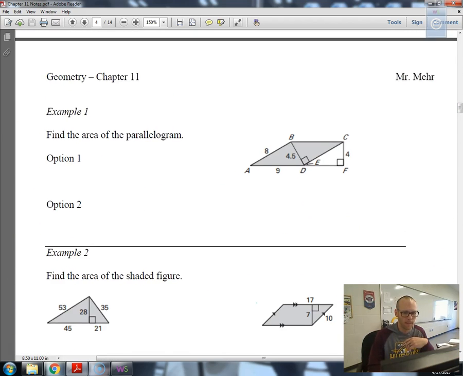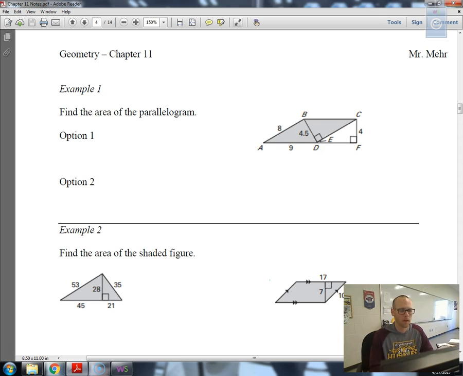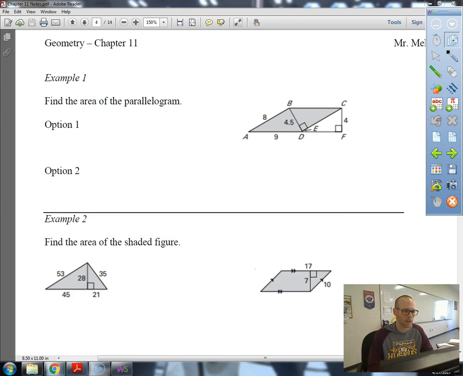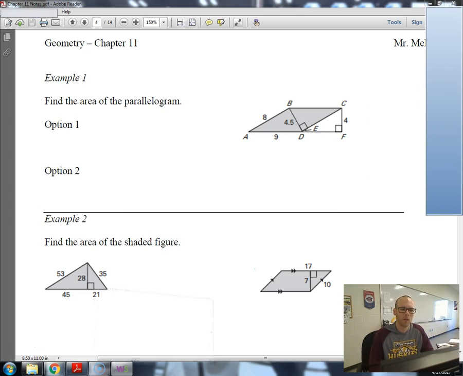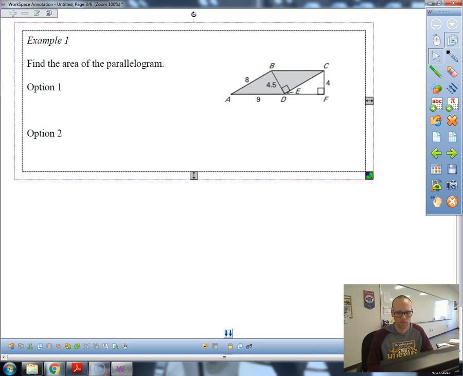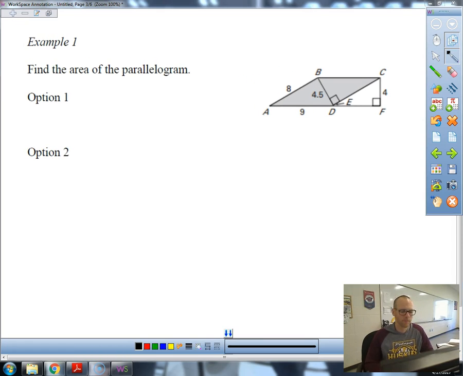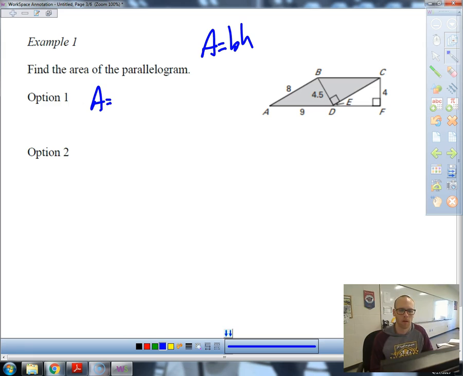All right, find the area of this parallelogram. We know how to find the area of a parallelogram. It's the base times the height. So option 1, what could I use as the base of my parallelogram? Well, I could use 9 for the base of my parallelogram.